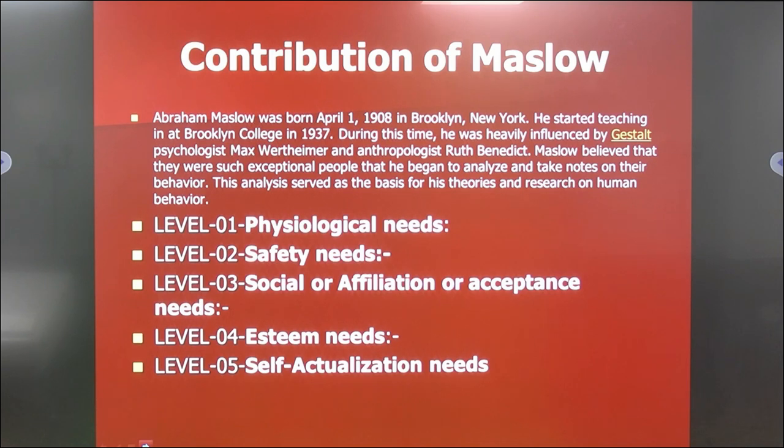Number four, esteem needs. Number five, self-actualization needs. As far as level one is concerned, psychological needs are the biological needs required to preserve human life. These needs include needs for food, clothing and shelter.